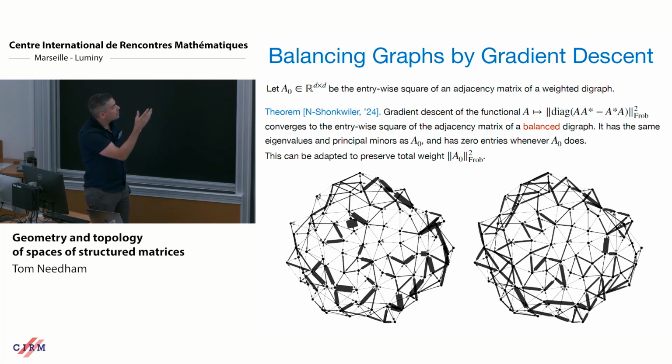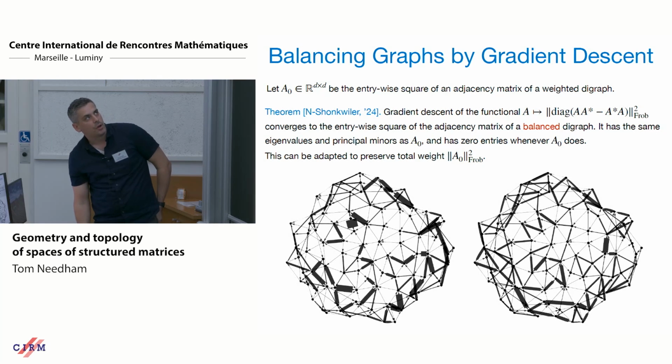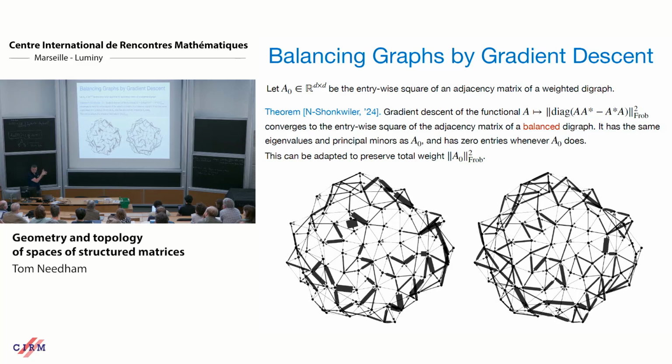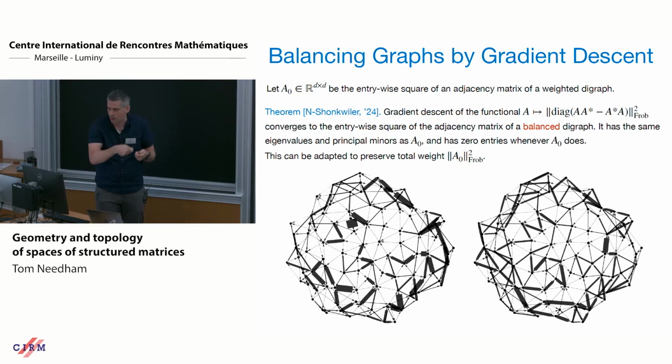And it preserves all sorts of things. So it preserves eigenvalues or principal minors. And also we can adapt this to preserve total weight once again. And that's especially relevant in this setting because if I have a certain amount of traffic that has to get around my city, when I'm balancing, I have to maintain that amount of traffic.